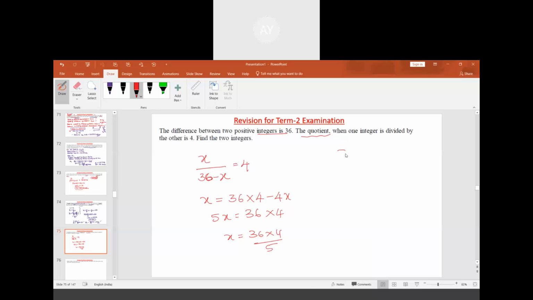Then what will be the thing? 36 minus x divided by x is equal to 4. So 36 minus x is equal to 4x. Then 36 is equal to 5x.